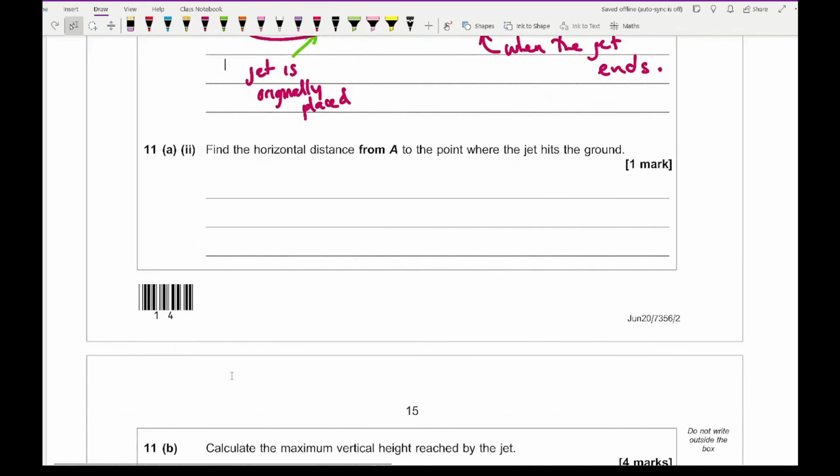Next question then says find the horizontal distance from A to the point where the jet hits the ground. So for this it's just going to be 34 minus the initial length, which is 6, and that gives us an answer of 28 meters.